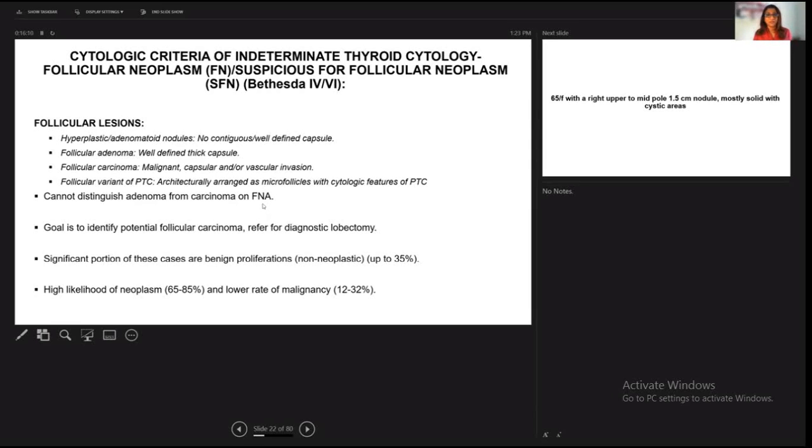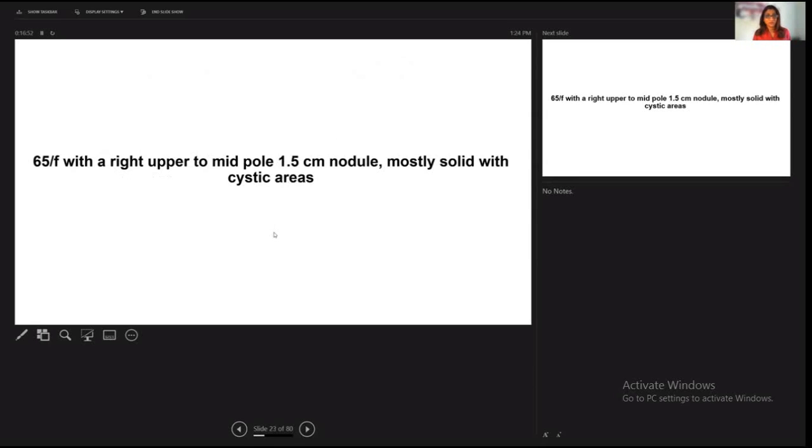Obviously, we know cytology has no way to differentiate between follicular adenoma and carcinoma. Therefore, the goal of this category, Bethesda 4, was really put in place to identify potential follicular carcinomas. But now, with growing awareness of NIFTP in cytology, we're tending to use Bethesda 4 even for those cases that we potentially think would be NIFTP cases. Using this category, there's a high likelihood of neoplasm, unlike AUS where there's a high likelihood of benign. But the malignancy rate in this category is very low.